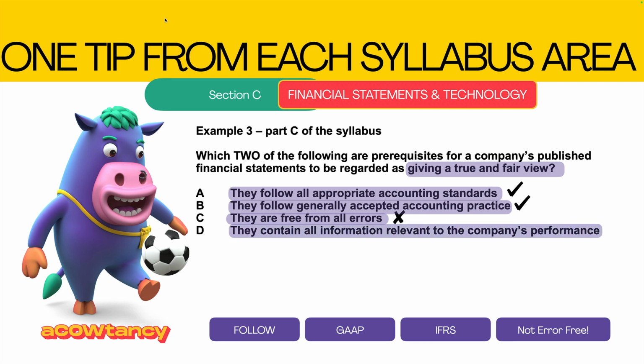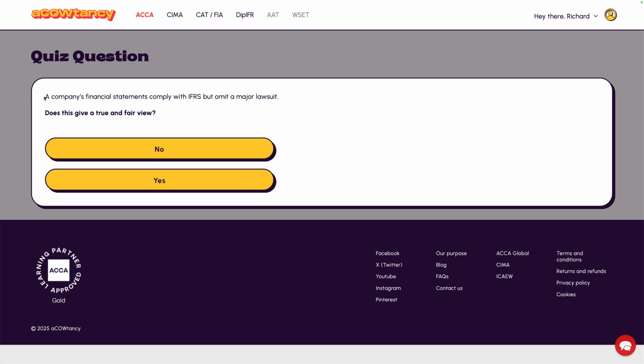Do accounts contain every last bit of information relevant to the company's performance? No, it doesn't. As I said, you can miss out immaterial things, small things. Okay, so that's that. Now let's go and have a look at a question on the aCOWtancy.com website.